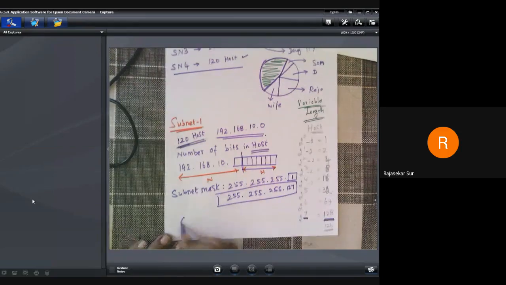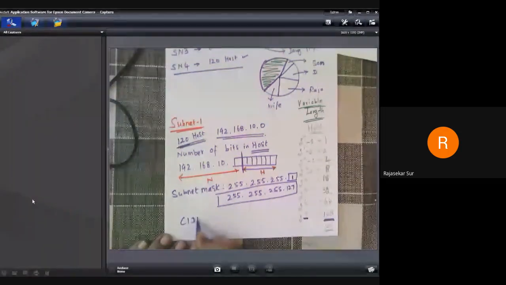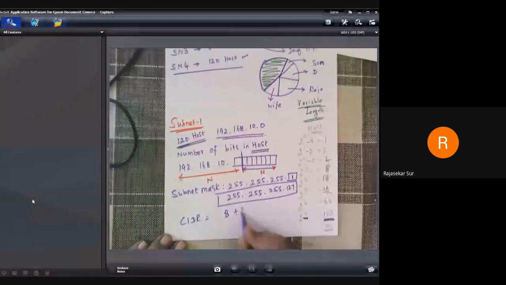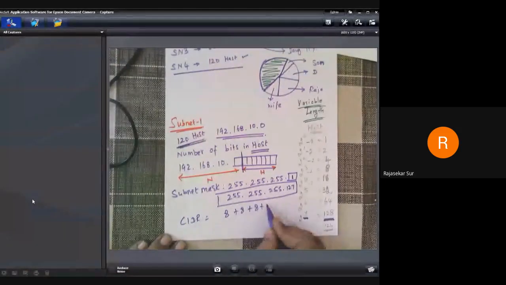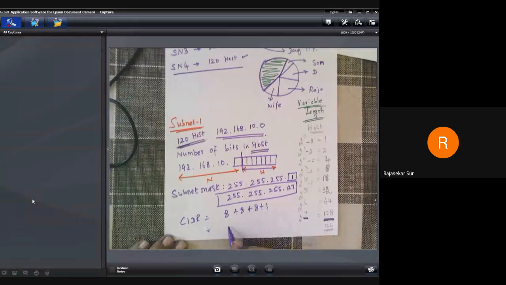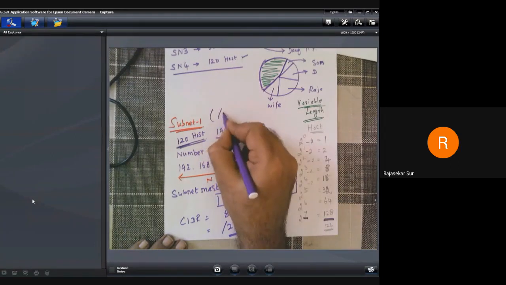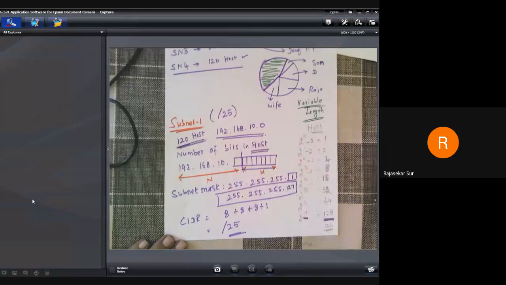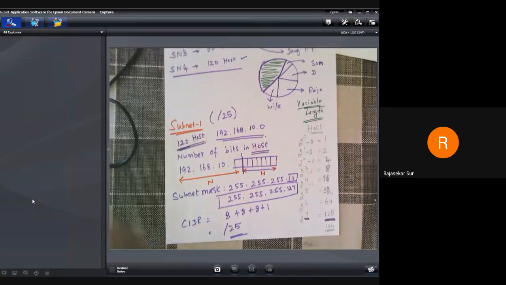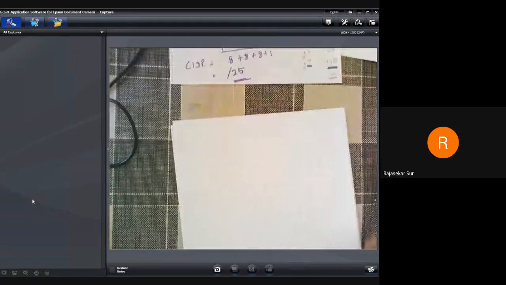Now, what is the CIDR value? Nothing: 8 plus 8 plus 8 plus the 1 bit you borrowed, so this is equal to 25. So for the first subnet, the subnet mask is going to be /25. Don't be scared, no need to worry. You will find the second one very easy.